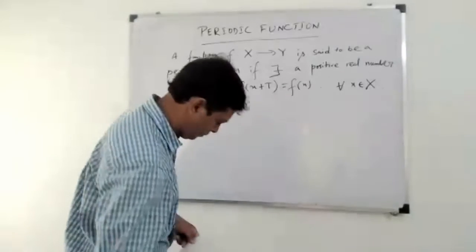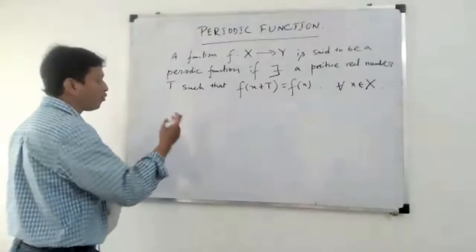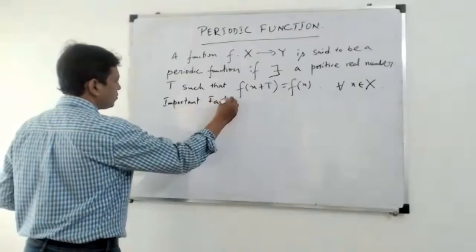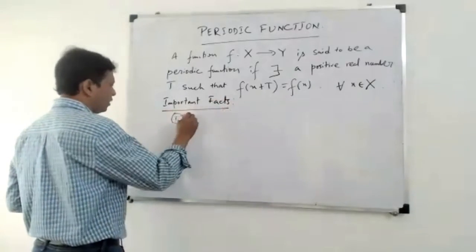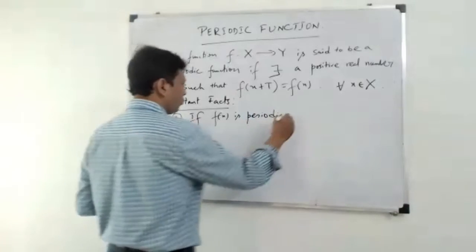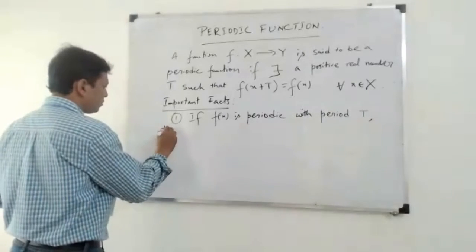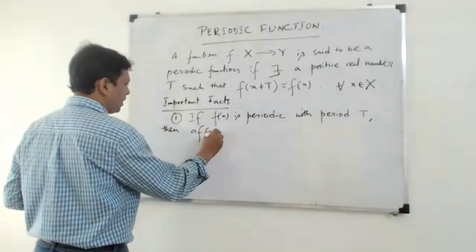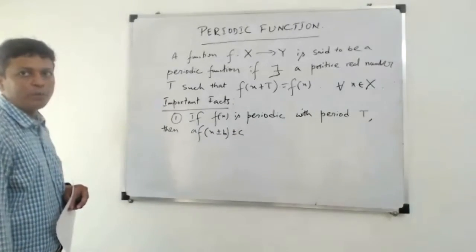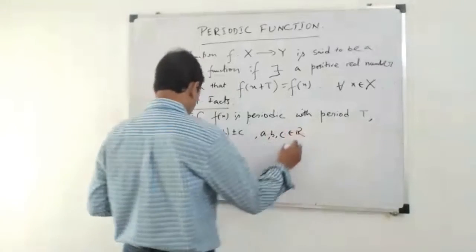So I will give you some important facts on periodicity so that it will be very helpful in solving problems. Important facts. Number one, if f(x) is periodic with period t, then a f(x) plus or minus b, that means any kind of linear combination of the function, where a and b are real numbers, is also periodic.